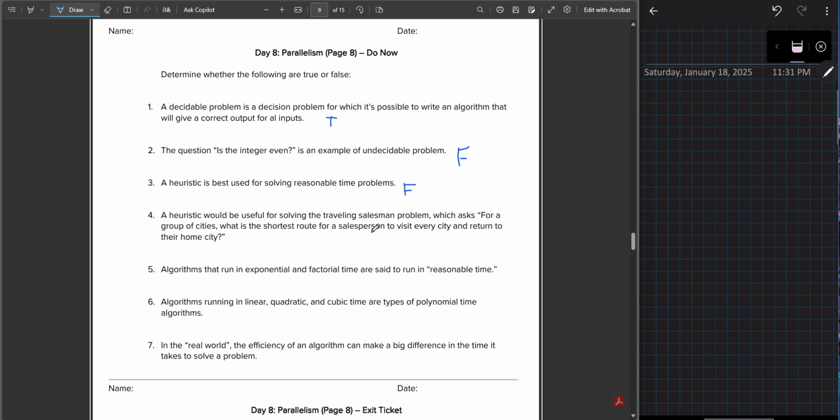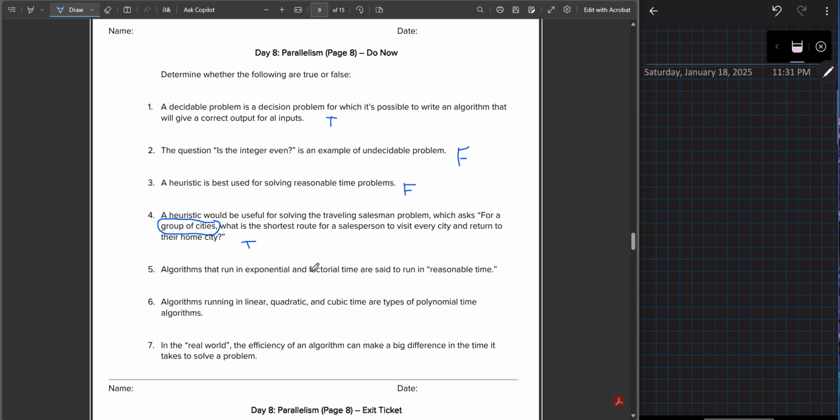Number four, a heuristic would be useful for solving the traveling salesman problem, which asks for a group of cities, what is the shortest route for a salesperson to visit every city and return to their home city? So this is something like going from one place to another, but notice how it says a group of cities. We know that a decision problem of can you get from somewhere to another is a decidable problem, but once you have a group of cities, it's still decidable, but the complexity explodes. It's very complicated. So a heuristic would give you a good enough approximation, like a suggestion. There might be multiple solutions, so this would be true.